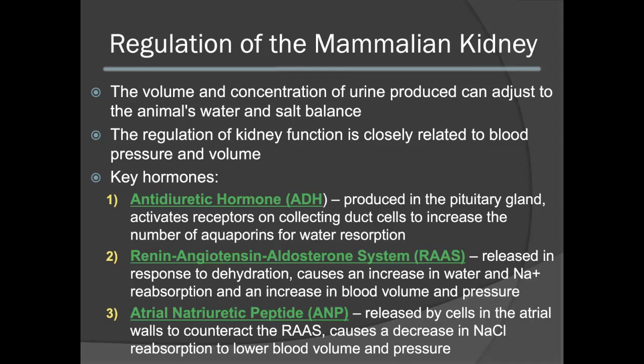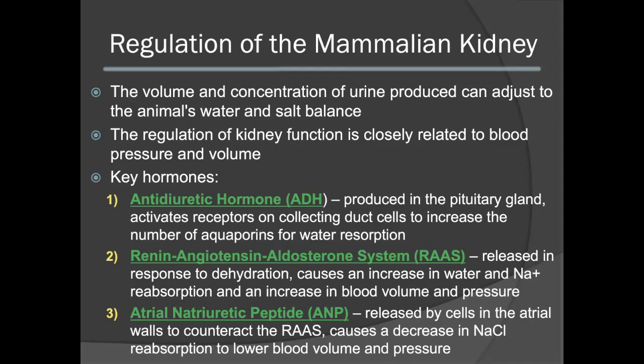Antidiuretic hormone, or ADH, is typically produced in the pituitary gland. This will activate receptors on the collecting duct cells to increase the number of aquaporins to maximize water resorption. The RAS system, or renin-angiotensin-aldosterone system, is released in response to dehydration. This causes an increase in water and sodium reabsorption, as well as an increase in blood volume and pressure.